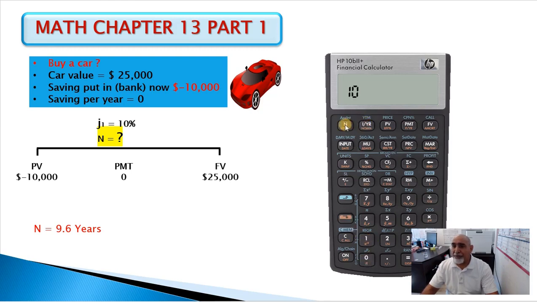Now N is in years. Okay, this says one per year. That means N is going to be in years. N is missing, so leave it alone.